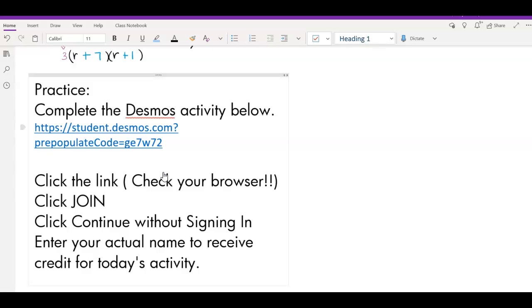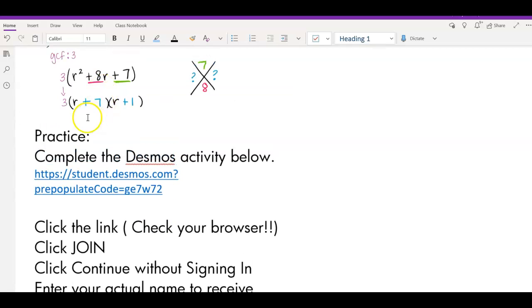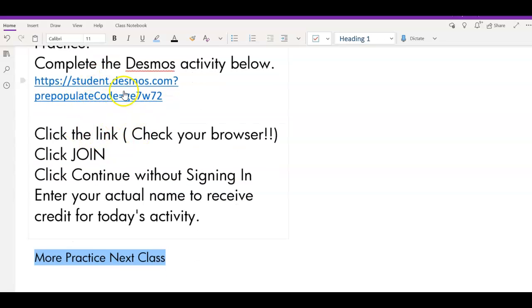One of the things I want to mention about that practice is you need to type y equals before you type any of your factored answers. So if we go back to that last practice problem, I would need to write y equals 3 parentheses r plus 7 parentheses r plus 1, sorry. So make sure that you type y equals in your Desmos activity answers, or else they won't graph correctly.